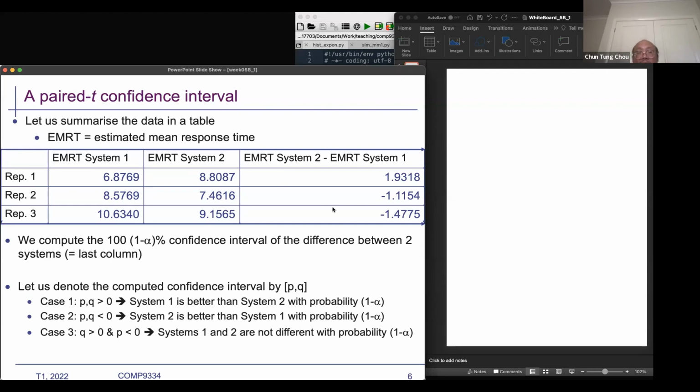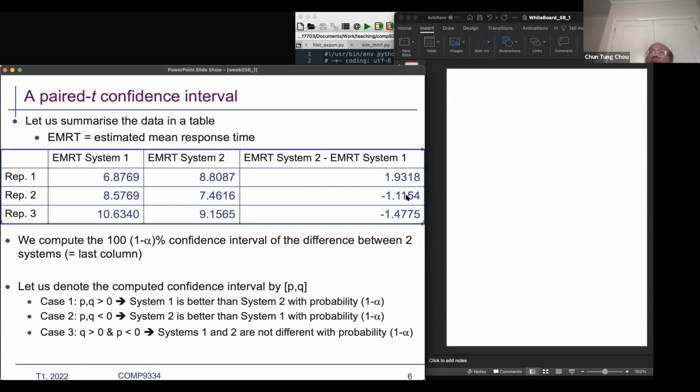Okay, so now you have these numbers. Once you have these numbers, what we are going to do next is compute the 100(1 minus alpha) percent confidence interval. Quite often we use a 95% confidence interval, and so alpha is 0.05. Okay, so let's just say we compute the 95% confidence interval based on these three numbers.